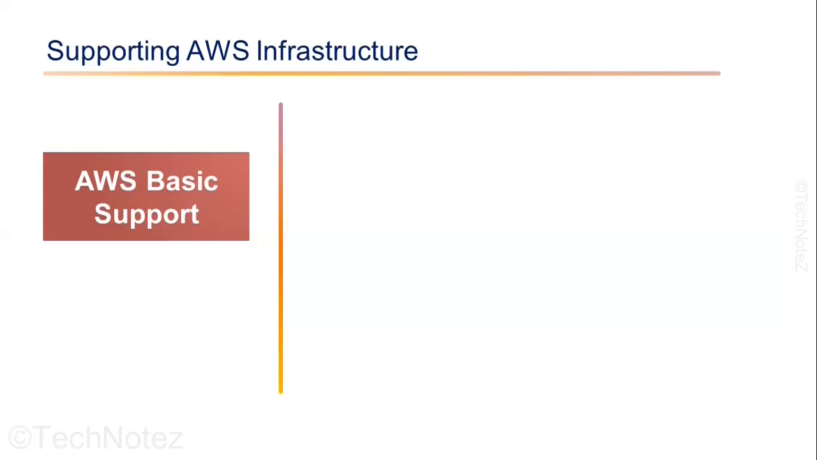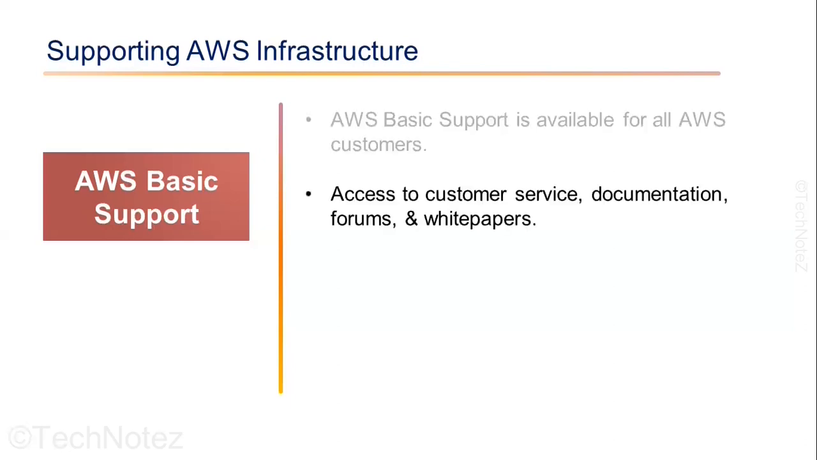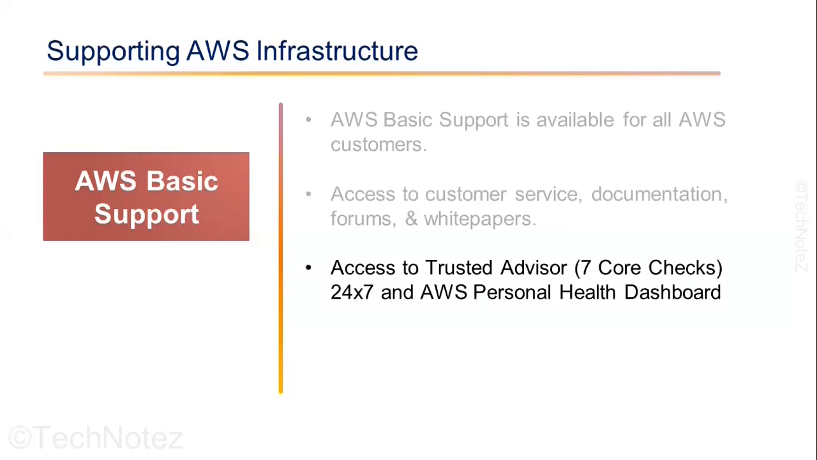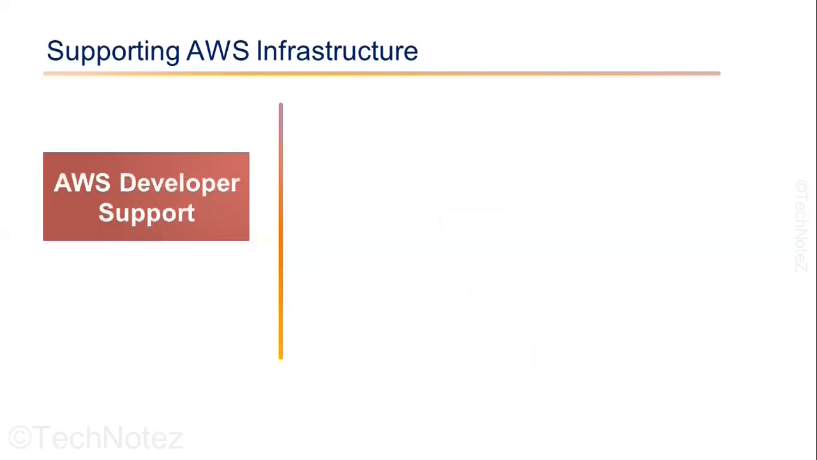AWS Basic Support is a cost-effective support plan available for all AWS customers and users who need assistance with AWS core services. Basic support includes access to AWS documentation, white papers, and FAQs, as well as the ability to open and manage support cases with AWS. The basic support plan includes a monthly usage report, access to AWS Trusted Advisor, and the ability to use the AWS Personal Health Dashboard to view the operational health of your resources. The cost of basic support is based on the total monthly usage of AWS services, and there is no minimum fee. Next, we have AWS Developer Support.